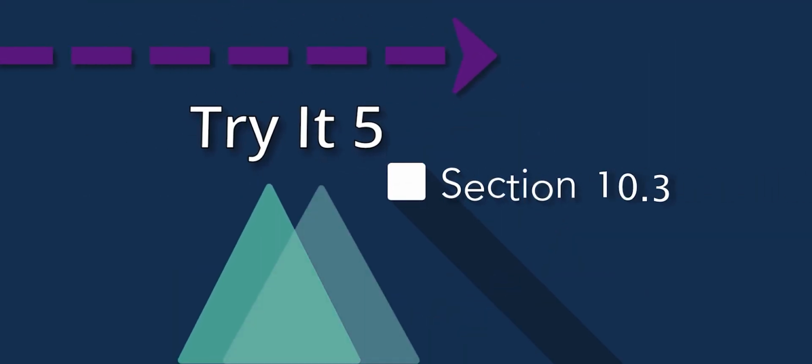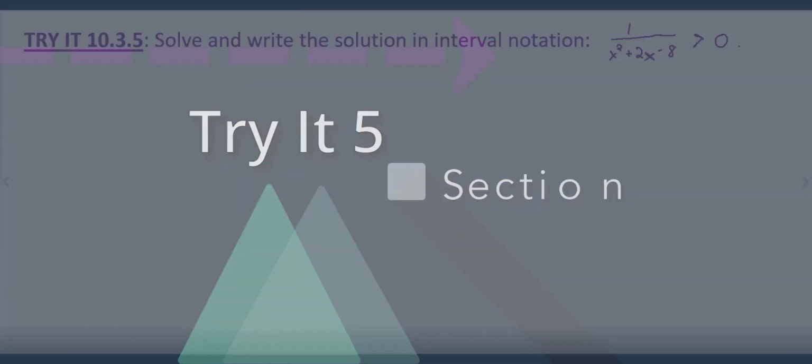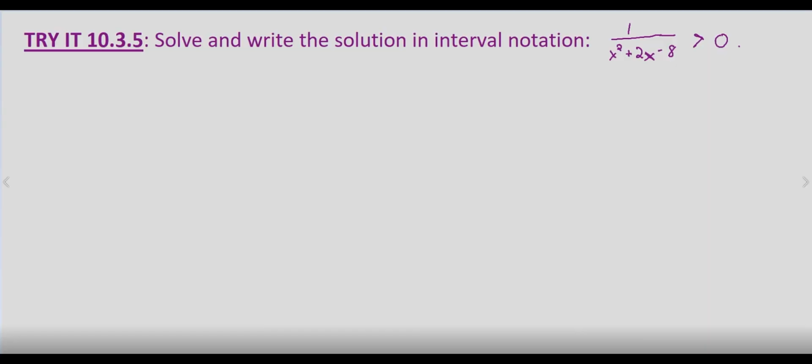So in typical fashion, we're looking at the same type of problem, only they become a little bit more complex with each problem. So our first step in this one, we're asked to solve and write the solution in interval notation to this rational inequality. So the first thing we want to do is to factor the denominator.